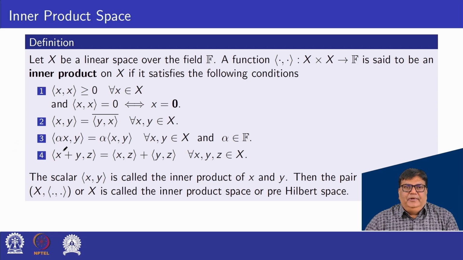And inner product of (x plus y, z) equals inner product of (x, z) plus inner product of (y, z) for all x, y, z belonging to X. The inner product of (x, y) is a scalar because if x is an element of X and y is an element of X, then the function, that is inner product of (x, y), is an element of F. Then the pair X and the inner product is called the inner product space or pre-Hilbert space.